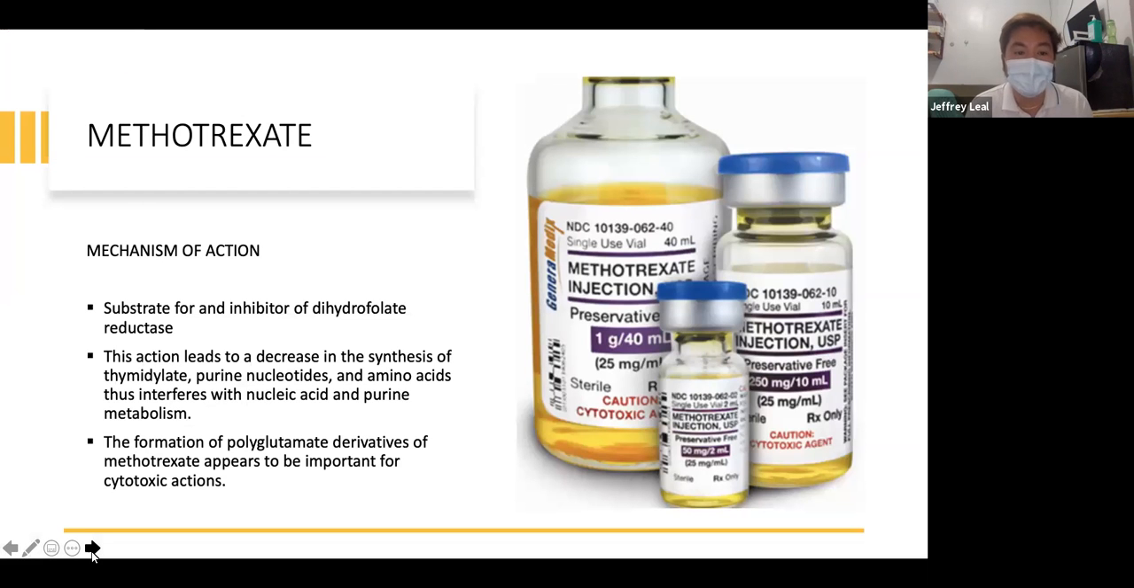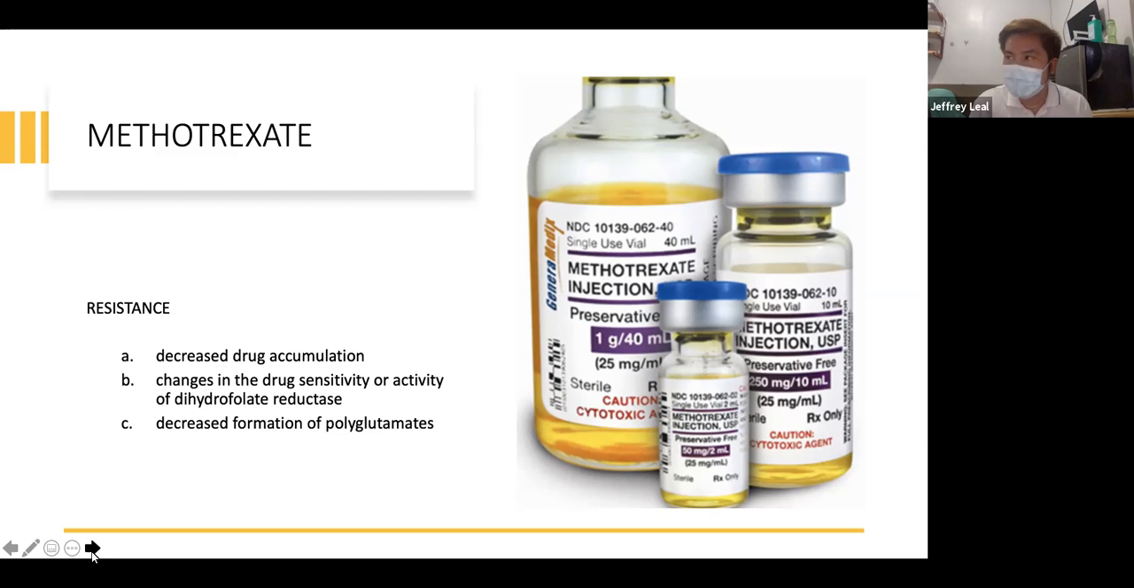So we have methotrexate, which is a substrate for and an inhibitor of your dihydrofolate reductase. And this action leads to a decrease in the synthesis of your thymidylate, even purine nucleotides and amino acids, resulting in interference with nucleic acid and purine metabolism. And the formation of your polyglutamate derivatives of methotrexate is the most important for the cytotoxic action of your methotrexate.